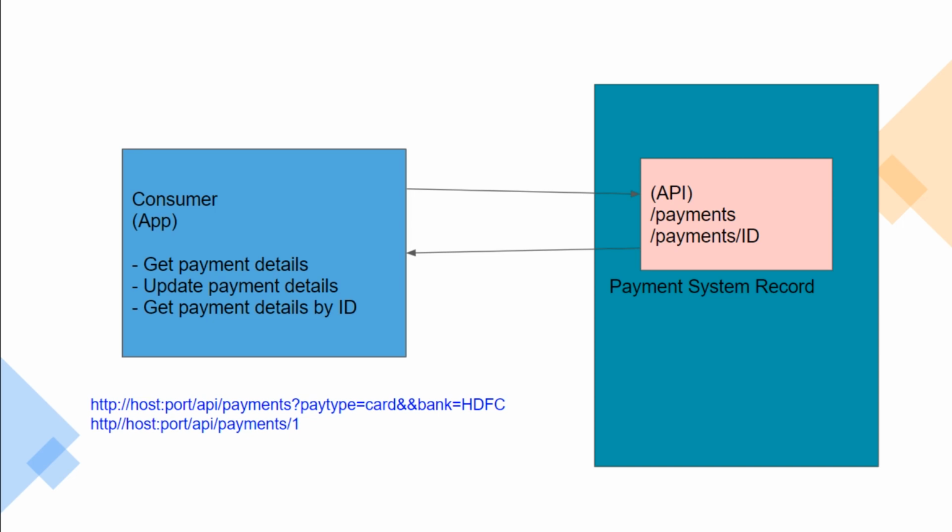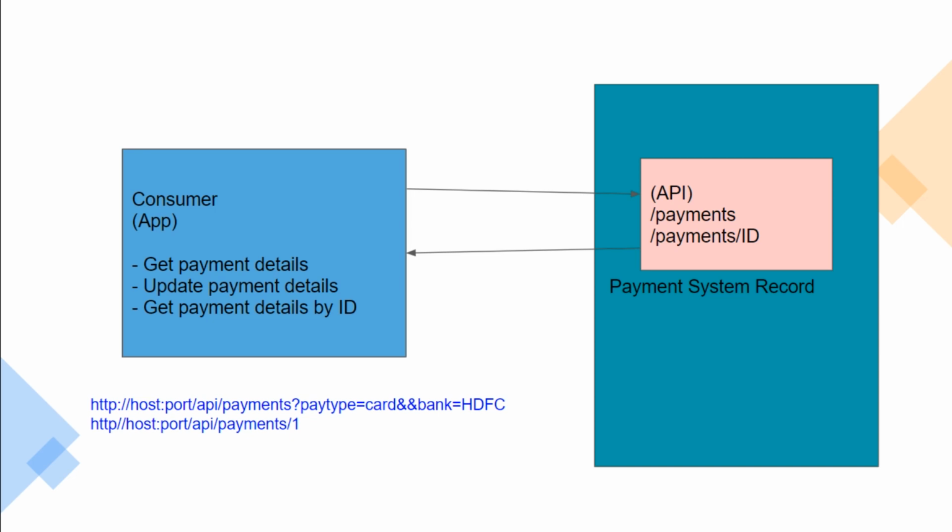So consider here we have a consumer app. The payment system is building one consumer app so that it will give some handy details about the payment. So this app will access the payment system, that is, we have the complete payment system record here. Suppose we consider it as a bank or payment gateway, any payment system. What it plans to do is expose some APIs.